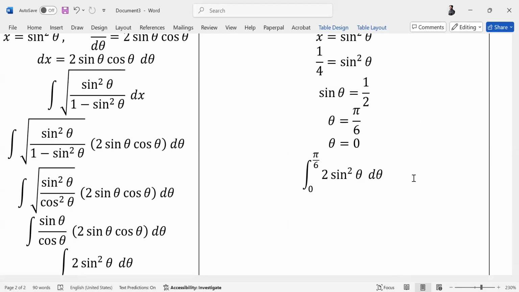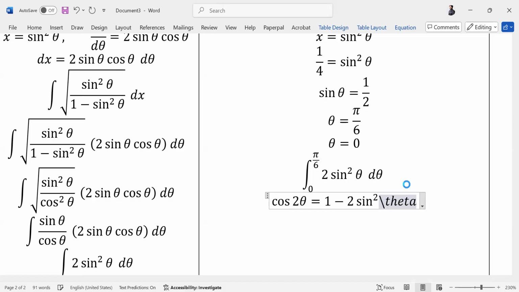Now how do we integrate this, 2 sine square theta d theta? How will we want to integrate it? कैसे integrate कर लेंगे इसको, sine square theta d theta? तो हम reverse differentiation. So we know that cos 2 theta is 1 minus 2 sine square theta.